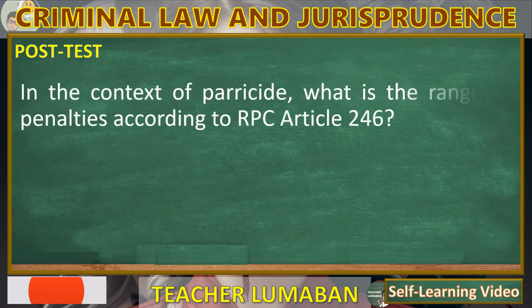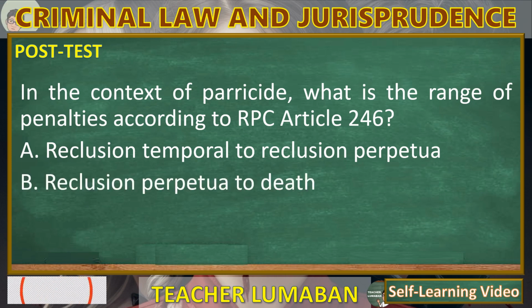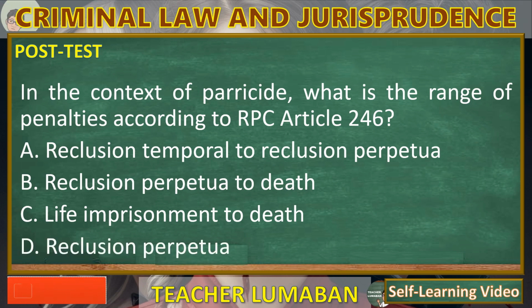In the context of parricide, what is the range of penalties according to RPC Article 246? A. Reclusion temporal to reclusion perpetua. B. Reclusion perpetua to death. C. Life imprisonment to death. D. Reclusion perpetua.